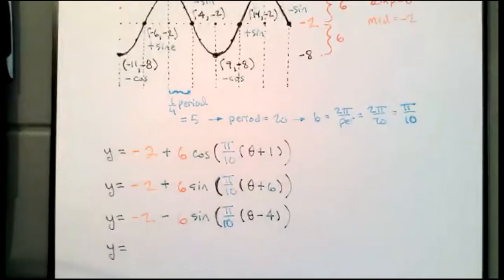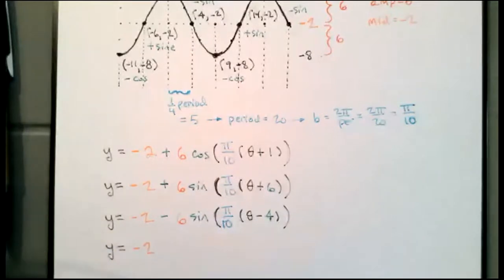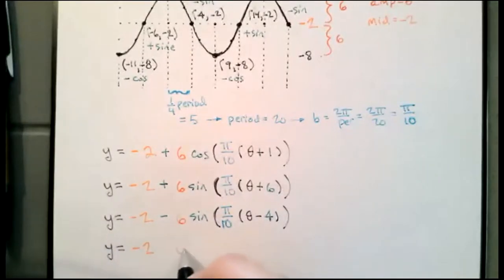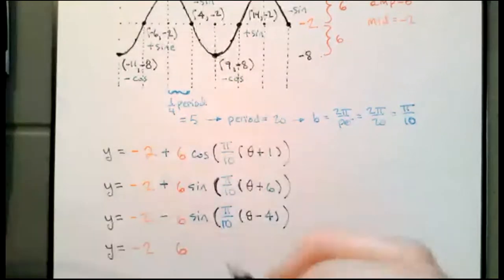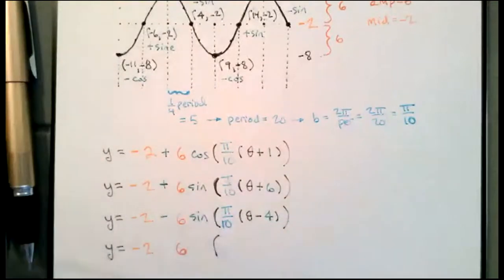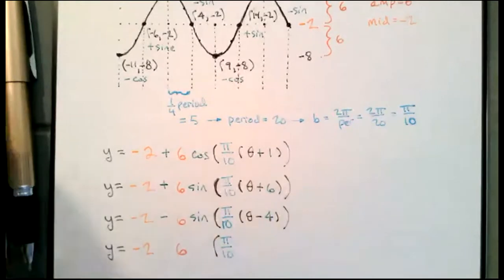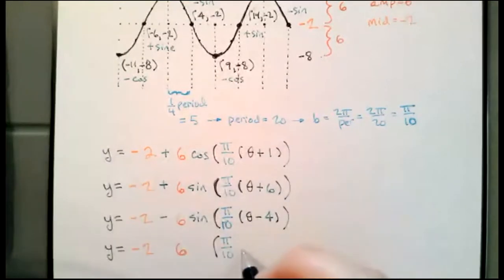Look at all the stuff that doesn't change. I haven't even picked a start, but I know my middle is at -2. I'm going to have a plus or a minus, but my amplitude is going to be 6. I'm going to have a trig function, sine or cosine, but in parentheses, the coefficient of theta is still going to be pi over 10. And this gets multiplied by theta minus the horizontal shift.